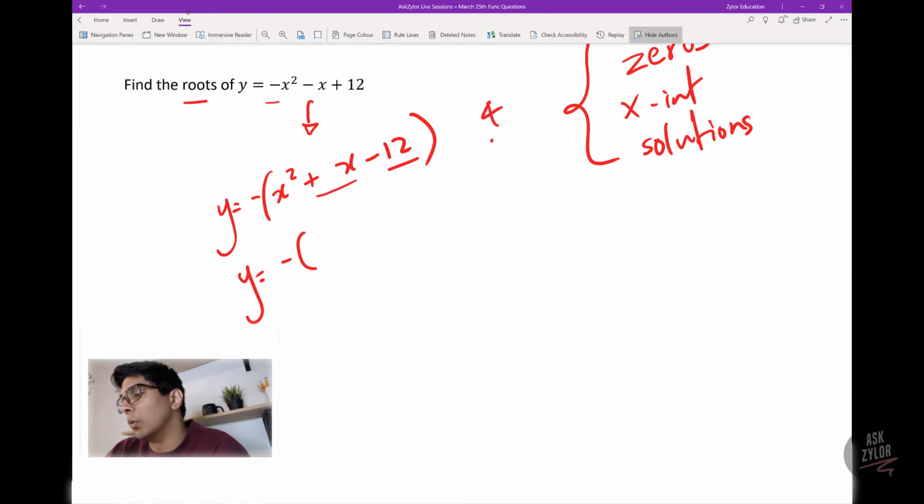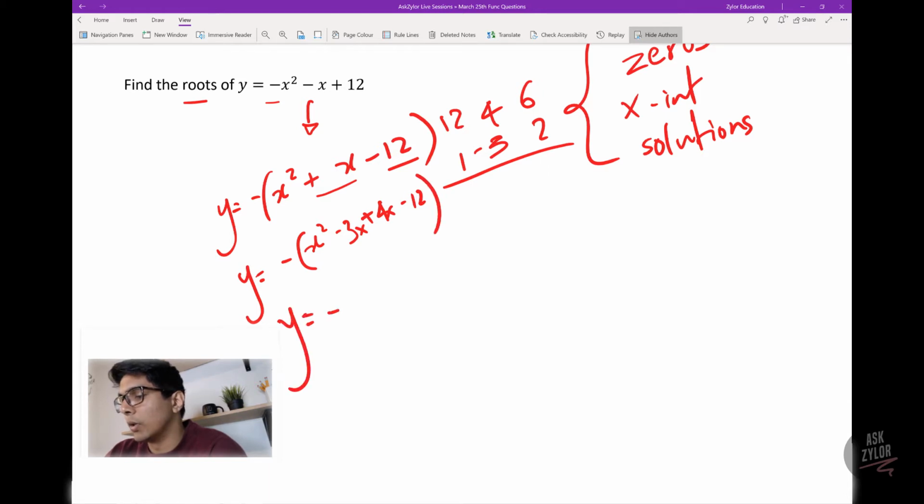So it could be 4 and 3, 6 and 2, 12 and 1. But which one of them can add up to plus 1? It should be a difference of 1. So 4 minus 3 can give me 1. So that means I'm going to rewrite it as x squared minus 3x plus 4x minus 12. So then y is equal to, I'm going to group the first two and last two to give me x plus 4, x minus 3 as my factors.